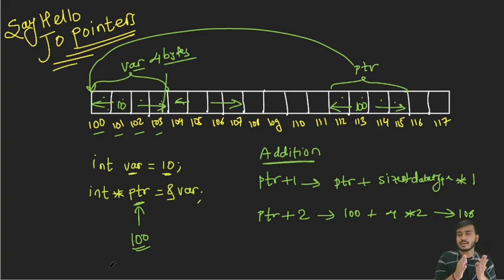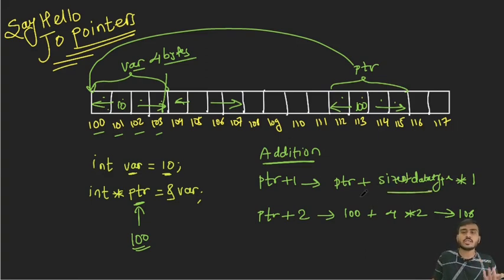See, when we are adding 2 to it, the pointer will take us to the next adjacent int. So the next adjacent int is at 104 location, and the next adjacent int is at 108 location. Basically, whenever we are adding 1 to it, it is incrementing the pointer by 4. When we are adding 2 to it, it is incrementing the pointer by 8. As simple as that.